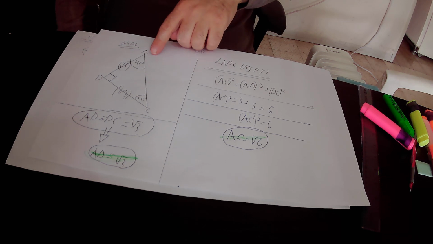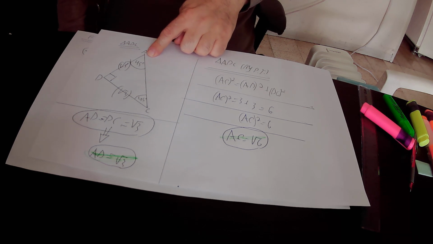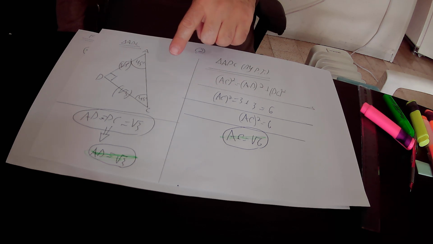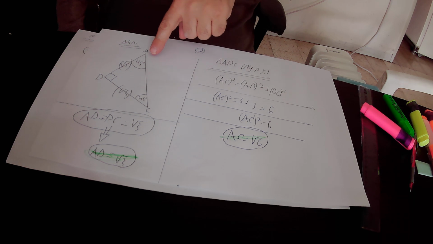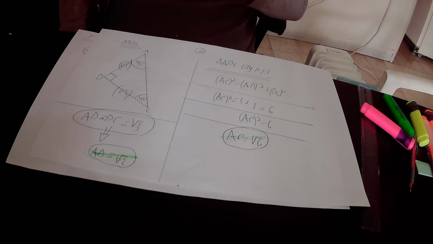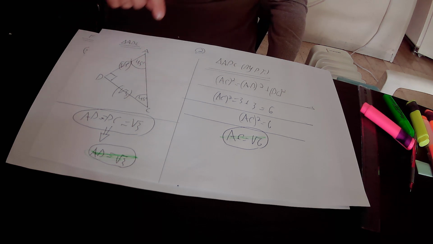So the missing angle must be equal to 45 degrees in order to complete the sum of the angles in this right triangle ADC to 180 degrees. The missing angle must be equal to 45 degrees in its size. So angle DAC equals 45 degrees.